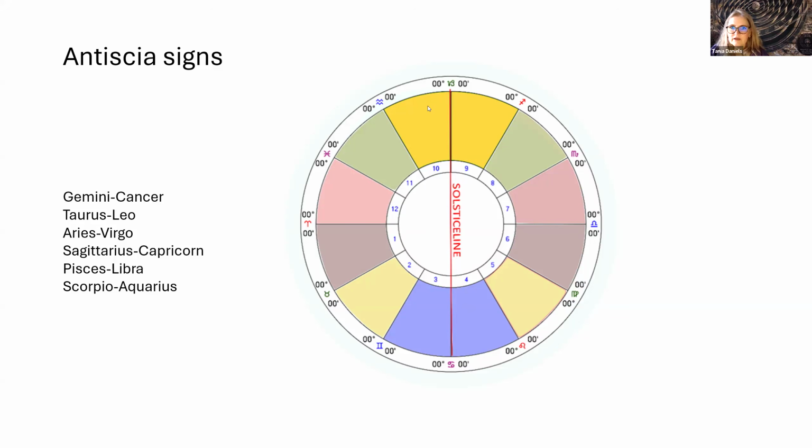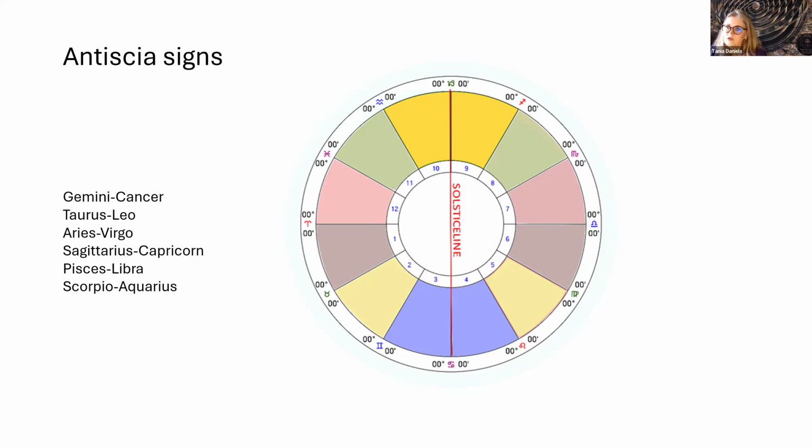So this would be here Sagittarius and Capricorn. Then we have Scorpio and what is it? Aquarius. Yes, Aquarius. The color is wrong. No, it's correct. Then we can see how this actually works. It's just the distance from the solstice line. So the groups are Gemini, Cancer, Taurus, Leo, Aries, Virgo, Sagittarius, Capricorn, Pisces, Libra, and Scorpio, Aquarius.